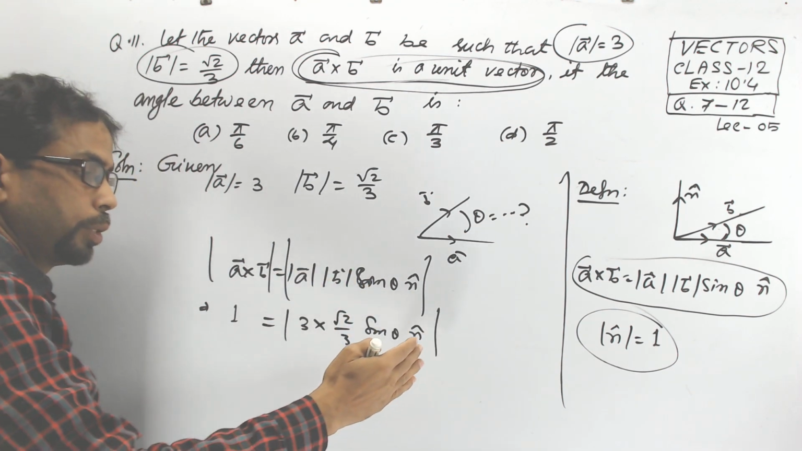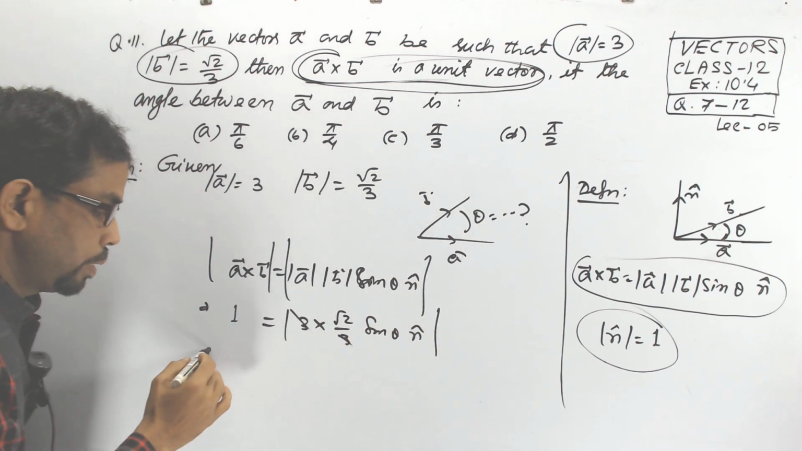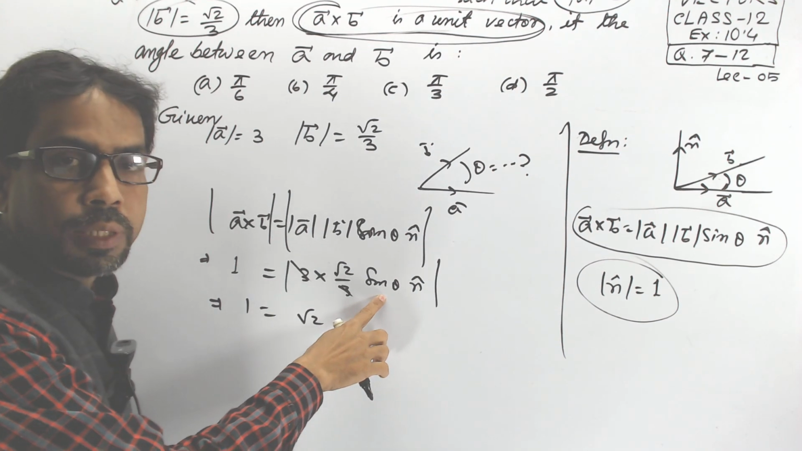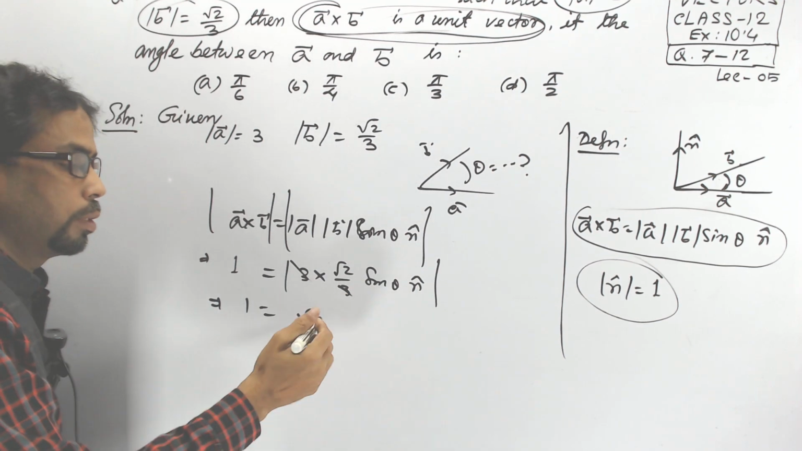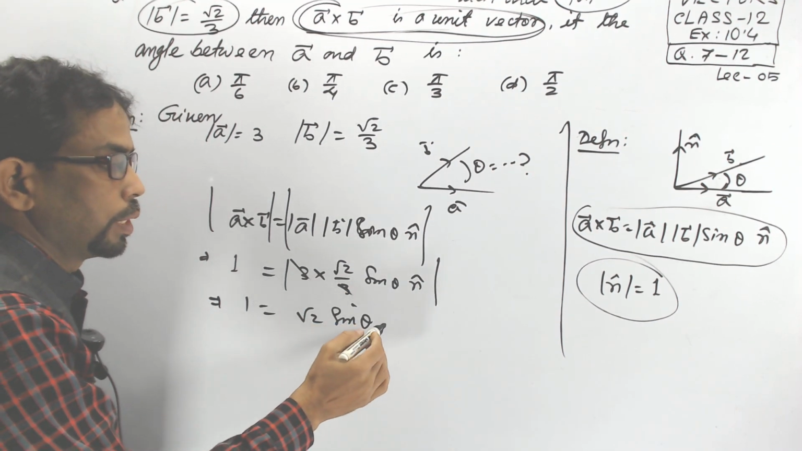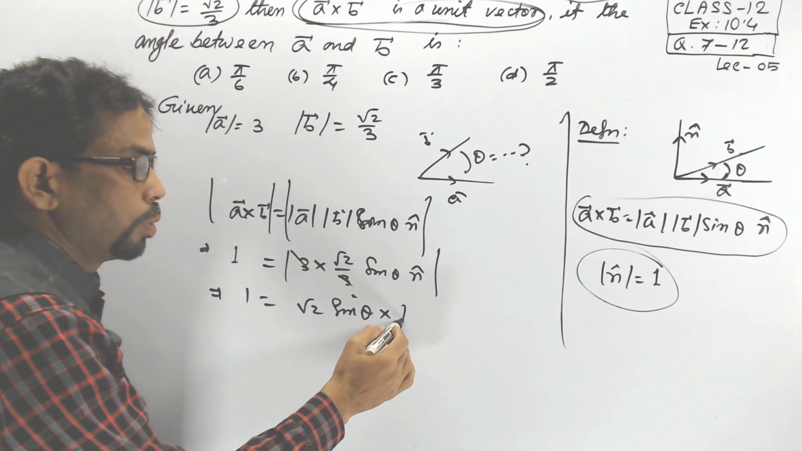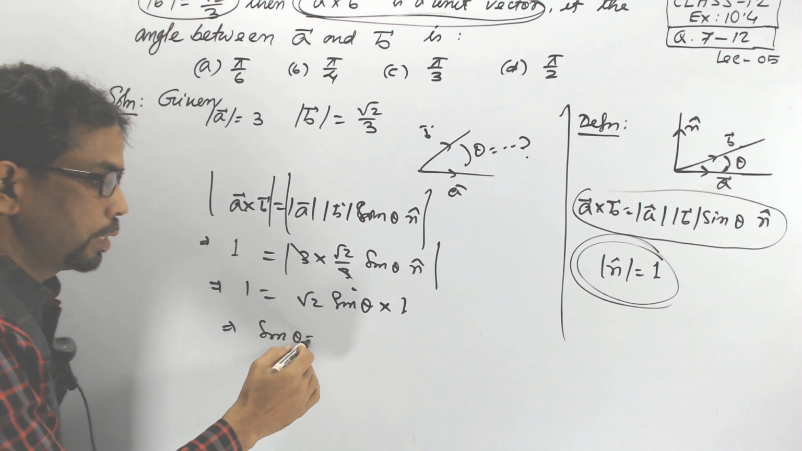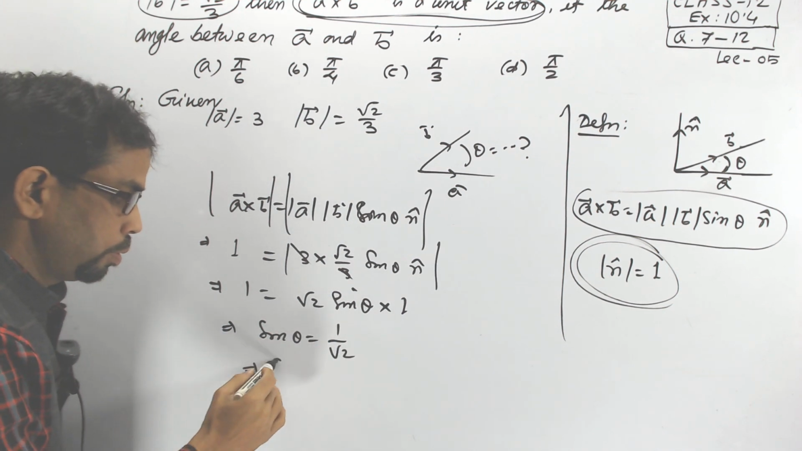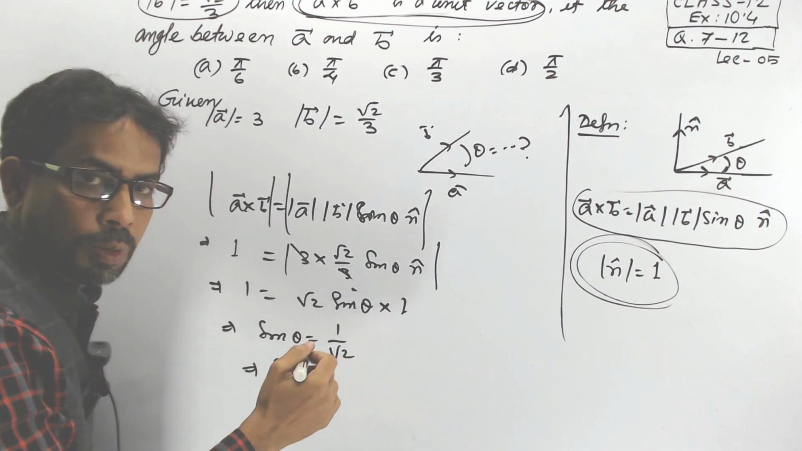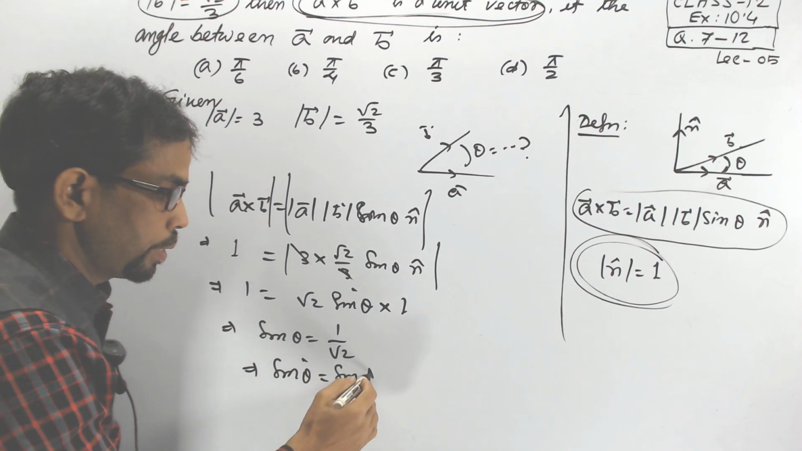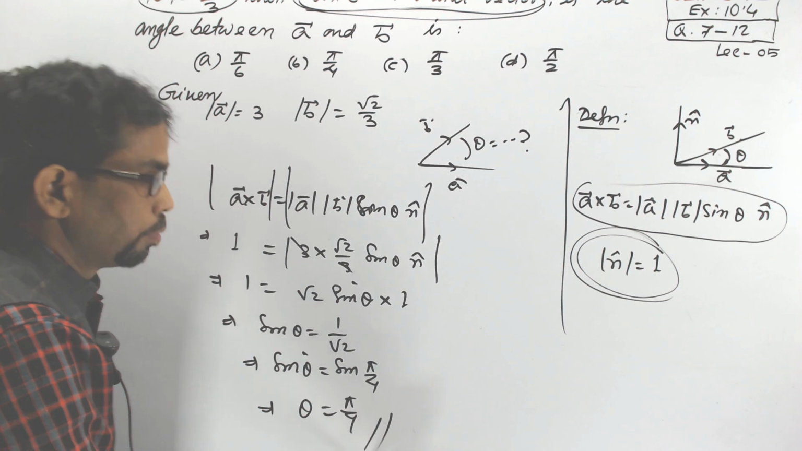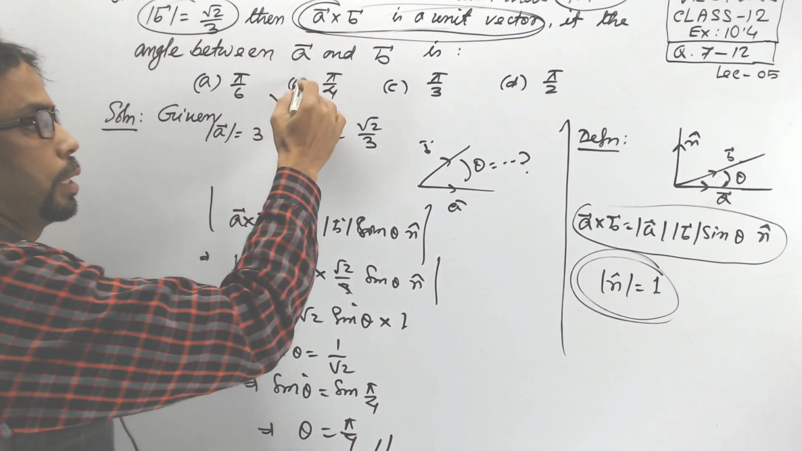Then I'll apply the magnitude on the right side also. The 3 cancels, and 1 equals square root of 2 sin theta. When theta is an acute angle, the magnitude of sin theta is sin theta only. Then the magnitude of n cap is 1, as it is also a unit vector. Finally we get sin theta is 1 by square root of 2, which is a known standard value, sin pi by 4. So angle theta is pi by 4, and pi by 4 is the correct answer.